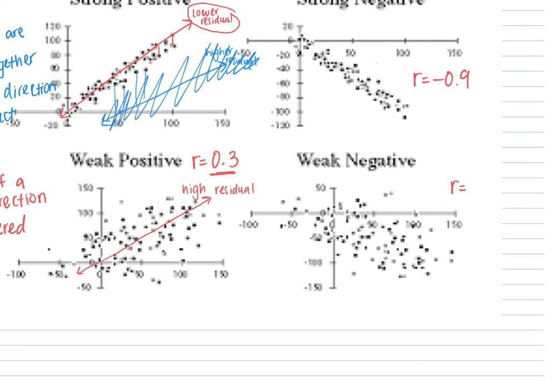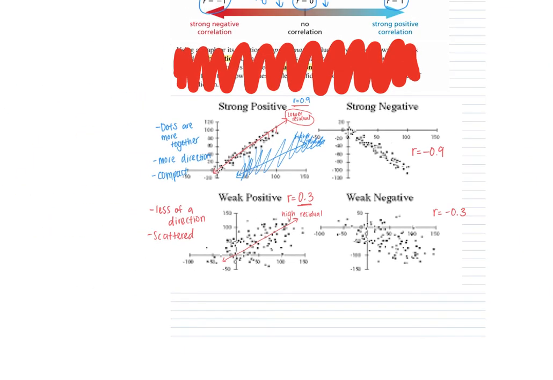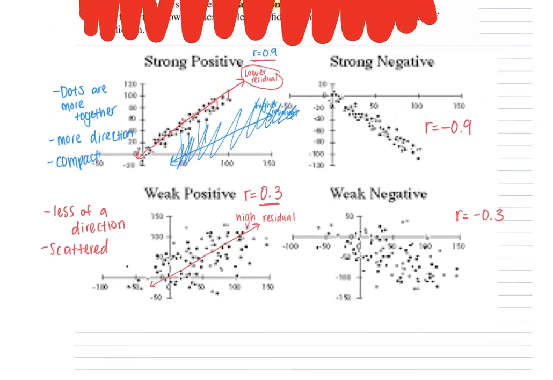Jonathan? Negative 0.3. Perfect. Okay. Now, if I asked you this question on the test, I'm not looking for the perfect correlation coefficient. But if it's weak, I want it somewhere between 0 and 0.5. If it's strong, I want it between 0.5 and 1. All right. Questions on our correlation coefficient? Aya, what's up?